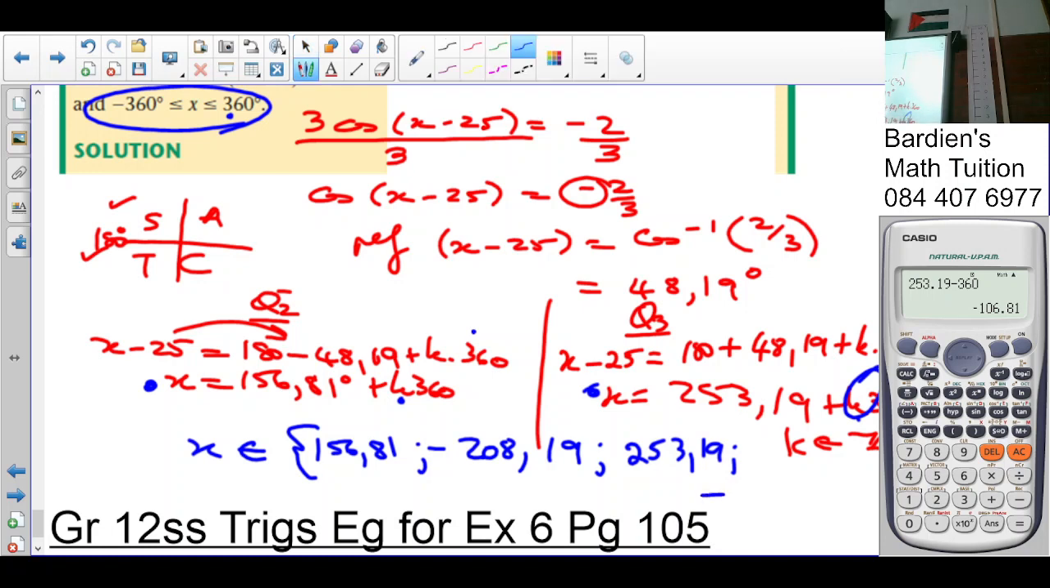Negative 106,81. If we're going to try minus 2, we'll see that would also be outside or below this negative 360 mark. Okay, do you guys understand? Alright. Can I carry on? I'm moving too fast for your liking, too slow for your liking. Huh? Is it okay? Okay.